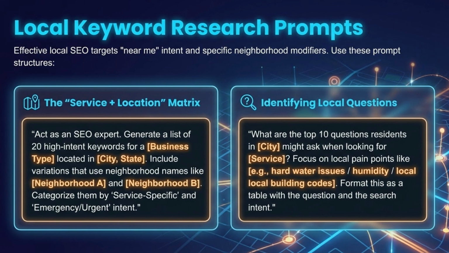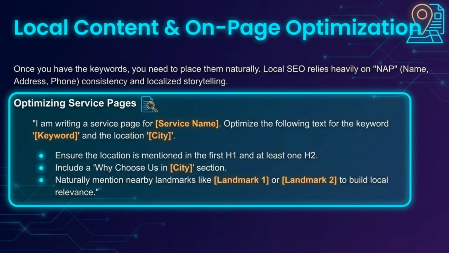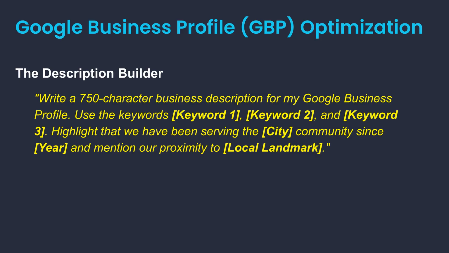For local keyword research, use prompts like the service plus location matrix to find high-intent keywords with neighborhood modifiers. You can also identify local questions to understand community pain points. When optimizing local content, focus on consistency for name, address, phone, known as NAP, and localized storytelling. Prompts can guide AI to ensure location mentions and inclusion of nearby landmarks. To optimize your Google Business profile, use the Description Builder prompt. This helps generate a description that includes keywords, your history in the city, and proximity to local landmarks.